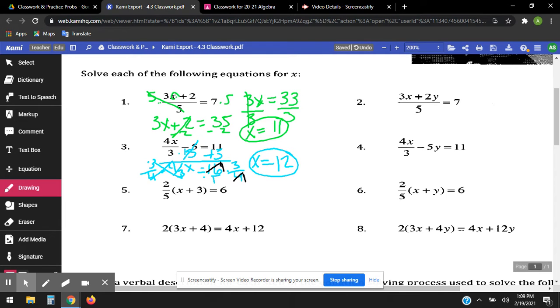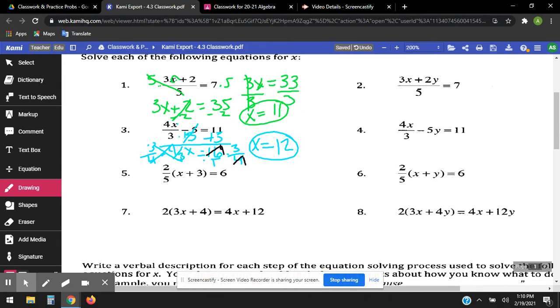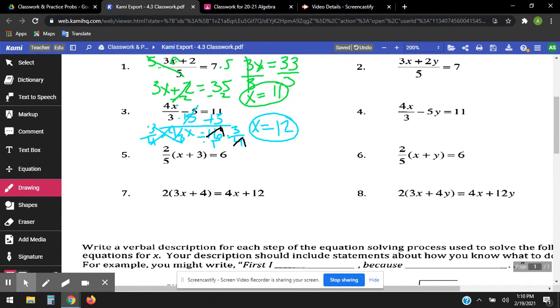And just to reiterate, if you get a number that you're not really sure is right or not, double check. 12 times 4 is 48. 48 divided by 3 is 16. 16 minus 5 is 11. So you can always plug that x in to double check your work. All right, the next one, number 5.